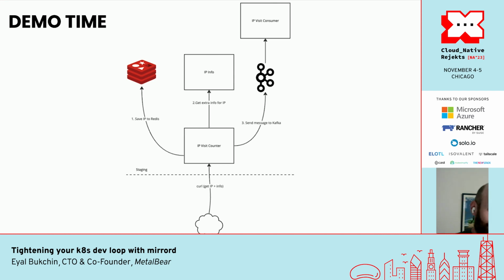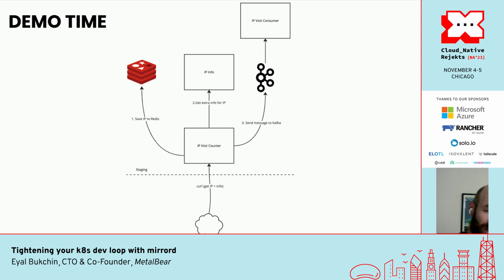So this is all possibly a little bit vague, so we're gonna do a quick demo. For this demo, we've set up a test cluster in GCP, which includes a few microservices, which you can see on the screen. There's the IP visit counter at the bottom, which is exposed to the internet, and it counts the number of times that an IP has made a request to it and returns it as a response. When it receives a request, it saves the IP to Redis, it queries another microservice for some extra data, and it sends a message to Kafka.